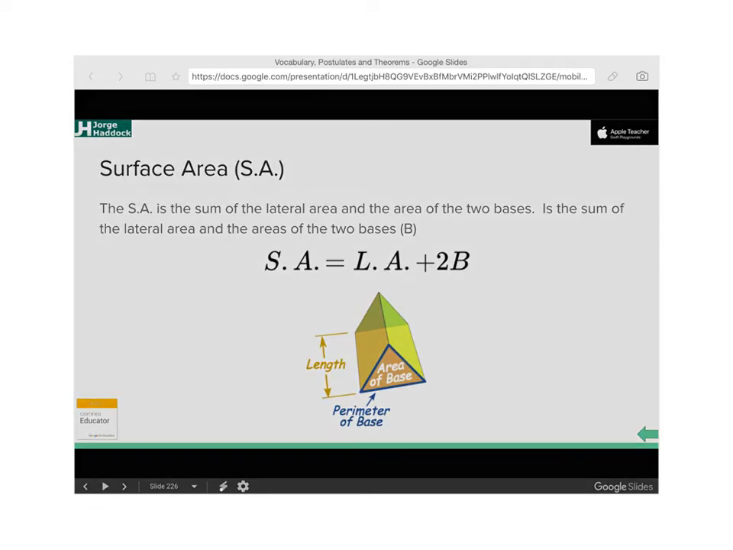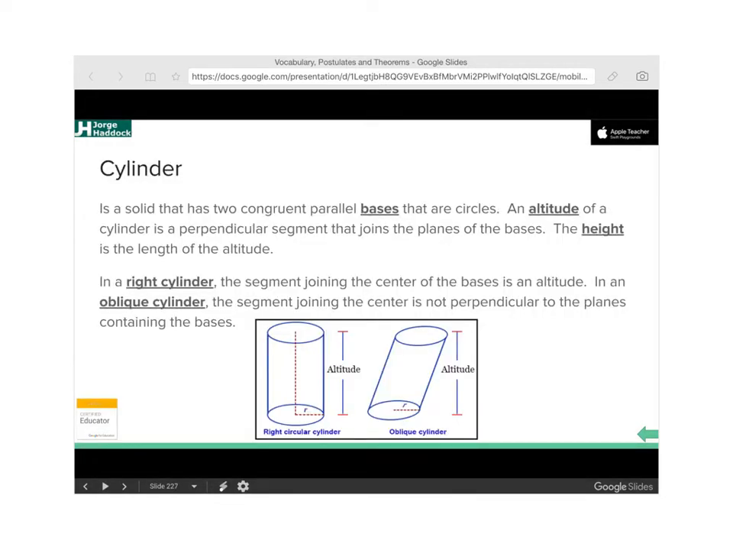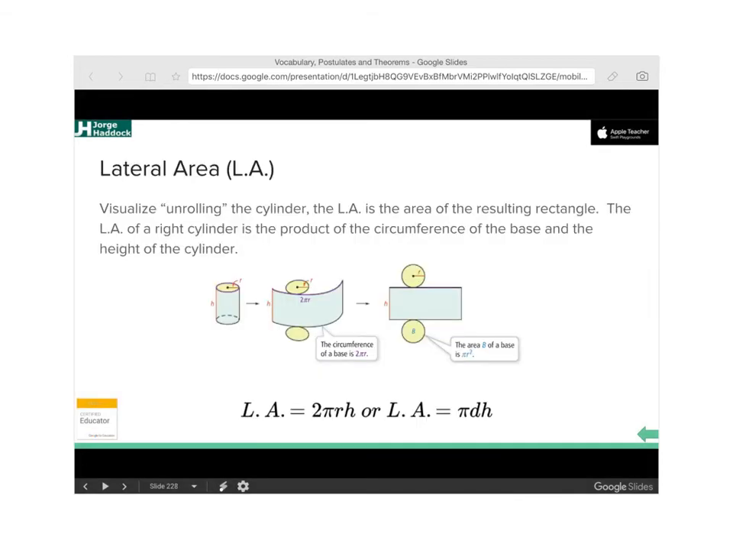The next one that we're going to see is a cylinder. A cylinder is a solid that has two congruent parallel bases that are circles. An altitude of the cylinder is a perpendicular segment that joins the planes of the bases. The height is the length of the altitude. In a right cylinder, the segment joining the centers of the bases is an altitude. In an oblique cylinder, the segment joining the centers is not perpendicular to the planes containing the bases.